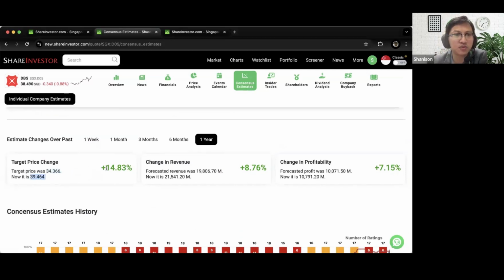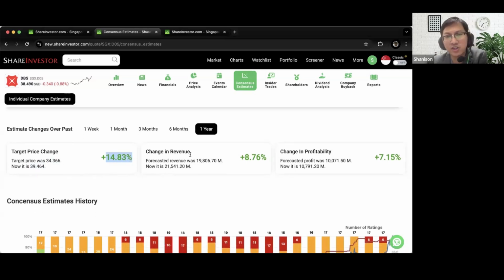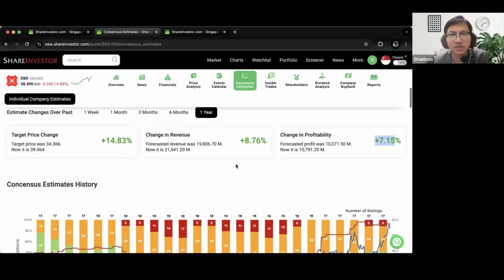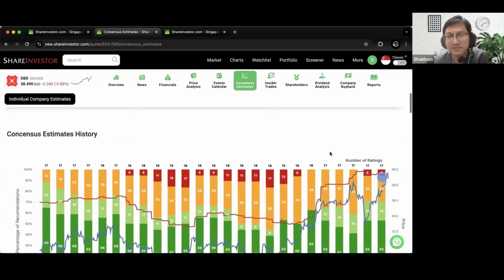So it has been increasing, which means the research analysts have been a bit more positive on the company in the past 1 year. And this is the forecasted revenue from the research analysts. They are also a bit more positive on the revenue, they see that it might increase by 8%. Profitability as well. It means overall, the research analysts in the past 1 year have been thinking that DBS will have more revenue, higher profitability, and a higher target price. This is how you interpret the changes in the past.